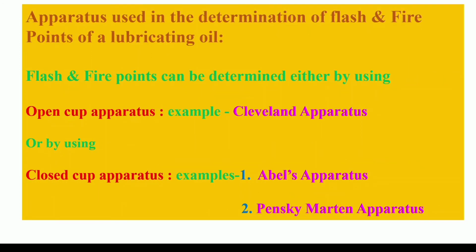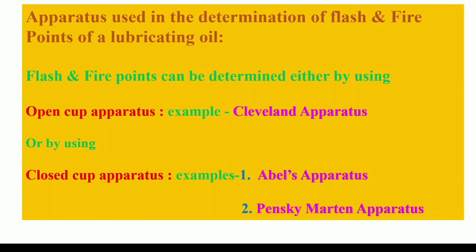Now, what are the apparatus that can be used for the determination of flash and fire point of a lubricating oil? We can use open cup apparatus. Its example is Cleveland apparatus, which is a direct heating apparatus, or by using closed cup apparatus, and the examples are Abel's apparatus and Pensky-Martens apparatus. We can determine the flash and fire point of a given lubricating oil.